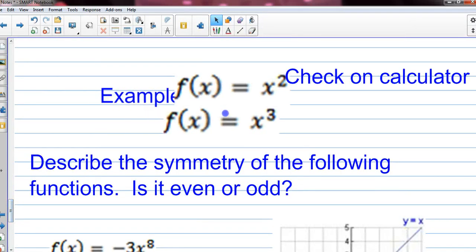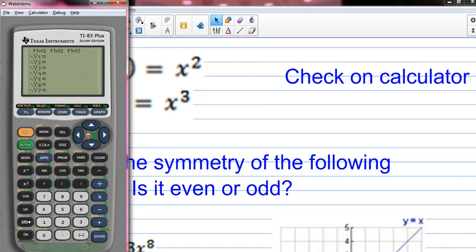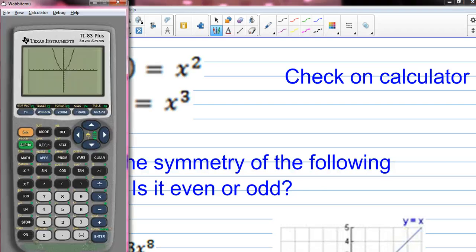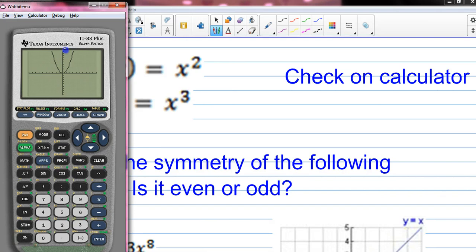So here's an example. f of x equals x squared. I need to look at that on my calculator. So y equals x squared graph. And you look at it, and you should agree that if I were to draw a vertical line through the y-axis, that's symmetrical along the y-axis. You can fold the graph in half and it would be symmetrical.